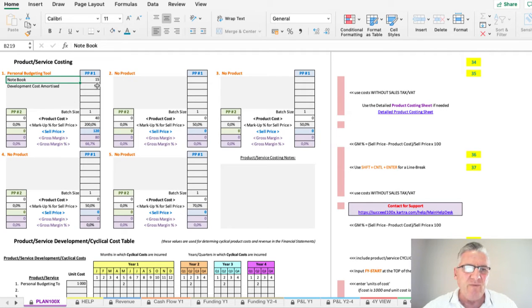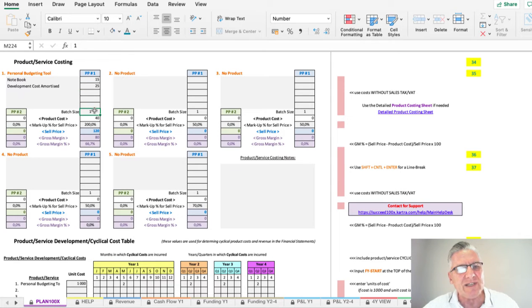Now, when we've put them in, so here I've got notebook at $15, and I've got development cost amortized. So these are costs that I've spent developing this product, and I'm going to amortize them over the life of that product. I've put that in as $25 that I'm recovering per sale. The batch size is 1.